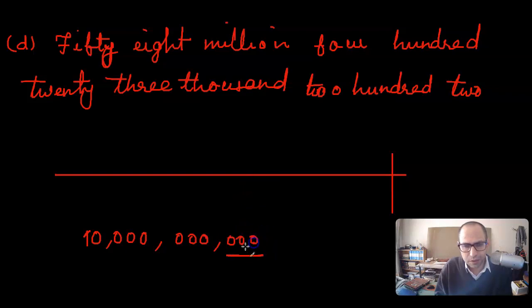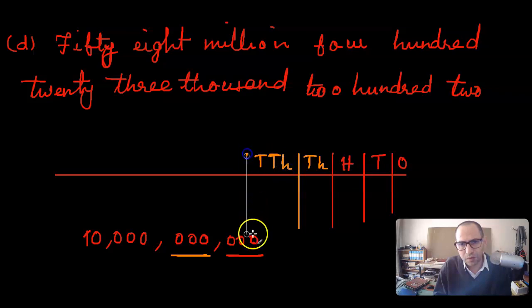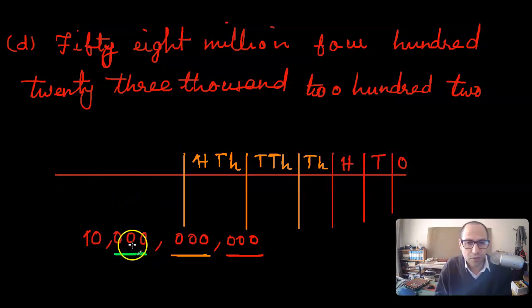For this part over here, these are the ones, the tens and the hundreds place value, right? Then after that, you have these three digits. That's the thousands place value, the 10,000s place value, and the 100,000s place value, right? So that's the thousands place value, and then the 10,000 place value, and then the 100,000 place value.